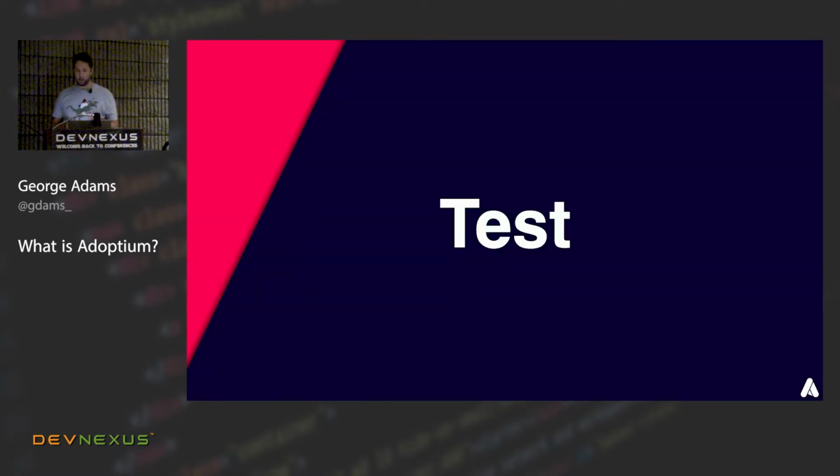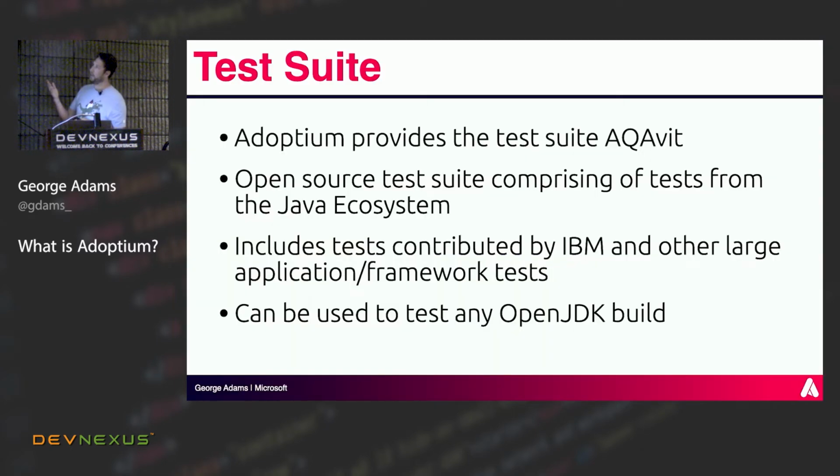So I briefly mentioned Aquavit earlier, and I did want to just cover that. So we provide the test suite, which is called Aquavit. Again, don't ask me why we named it Aquavit. We're really terrible at naming things, but it kind of stuck. And so the idea of Aquavit is it's a completely open source test suite that's available to any vendor to use. You can go to GitHub and download it and run it.